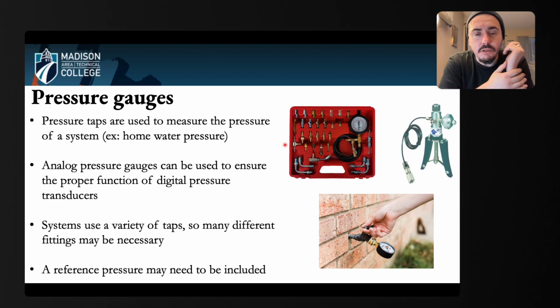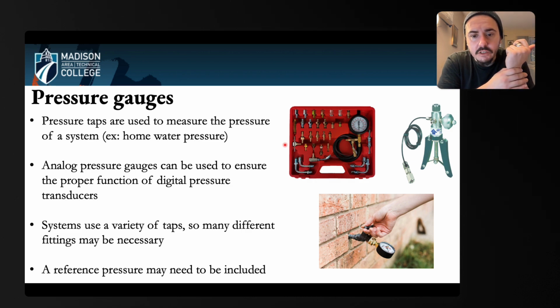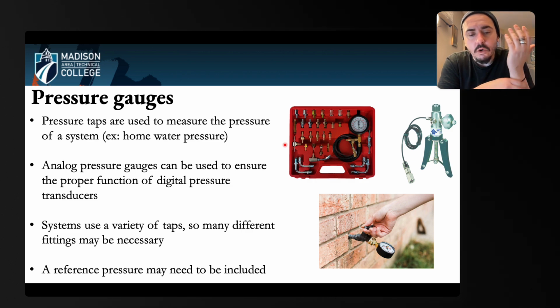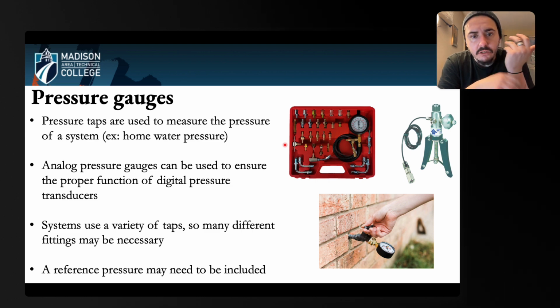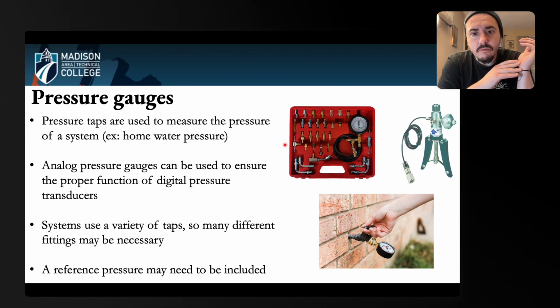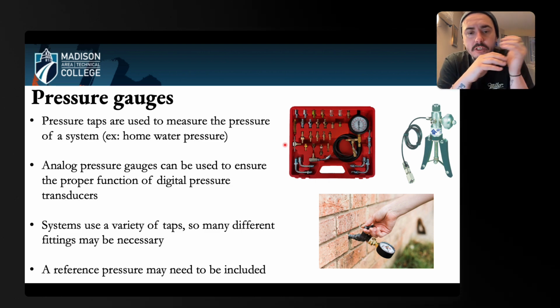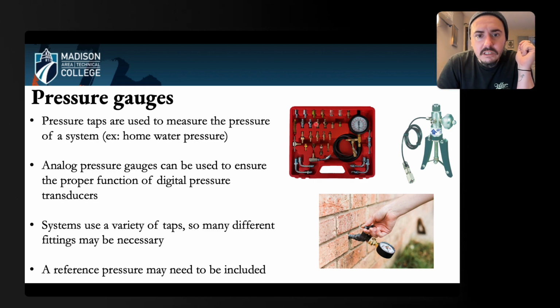This kit right here comes with 17 different fittings, and it does so because many different systems use different fittings. There's English sizes, things that come in 1/4 inch or 1/2 inch or 3/8 inch, and then there's also metric fittings, so things that come in 11 millimeters or 13 millimeters. They're different size fittings, and having all of these available will allow you to access whatever that system is using.